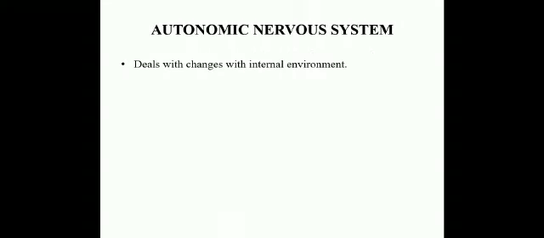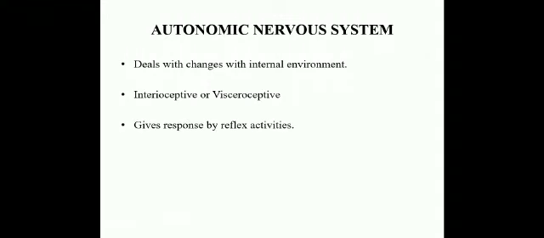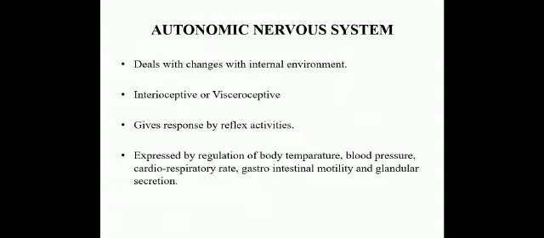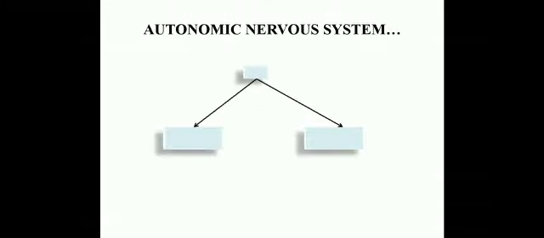So, the autonomic nervous system deals with the changes in the internal environment, that is interoceptive or visceroceptive. It gives response by reflex activities and it is expressed by regulation of body temperature, blood pressure, cardiorespiratory rate, gastrointestinal motility and the glandular secretion. The autonomic nervous system possesses the sensory components and the motor components.